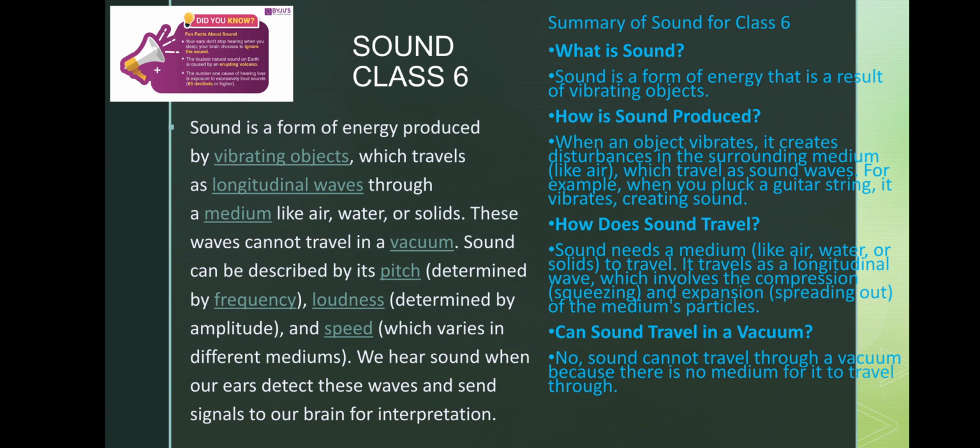Summary of sound for class 6. What is sound? Sound is a form of energy that is produced by vibrating objects. How is sound produced? When an object vibrates, it creates disturbances in the surrounding medium like air, which travel as sound waves. For example, when you pluck a guitar string, it vibrates creating sound.